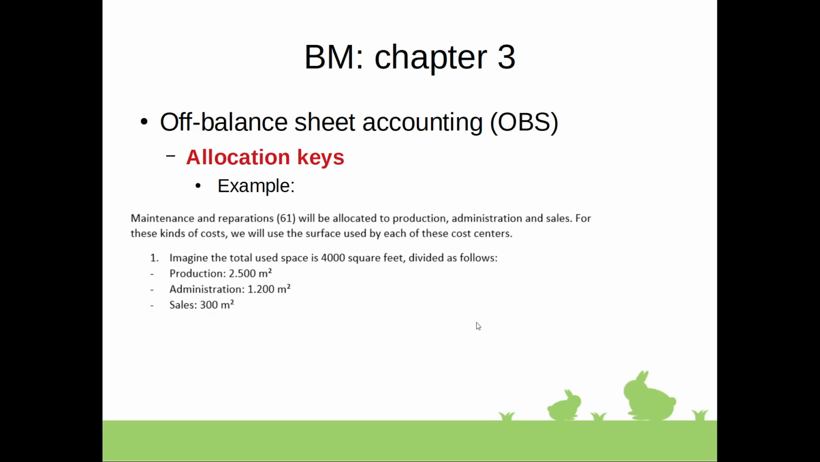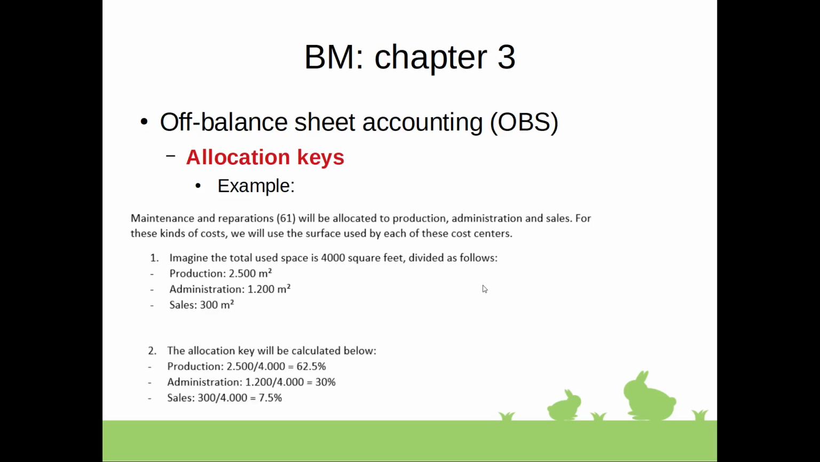I think you understand that if we look at production, 2.5 divided by 4, so the total amount over here, will give us a certain number, 62.5. You can do the exact same thing for administration and sales, and this will give you allocation keys calculated using the total space a certain department uses. So you have to be able to calculate these on your own. Sometimes these keys will just be given to you. Other times, like over here, you'll have to calculate it on your own.